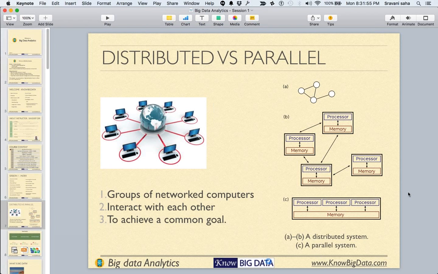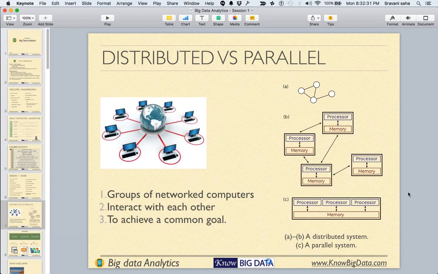Let's begin with understanding distributed and parallel computing. Why are we talking about this? To stop the suspense, when we analyze big data, we cannot do it on a single machine, and therefore we would require multiple computers or multiple CPUs. So we'll first talk about distributed versus parallel computing, because that's the heart of big data and big data analytics.